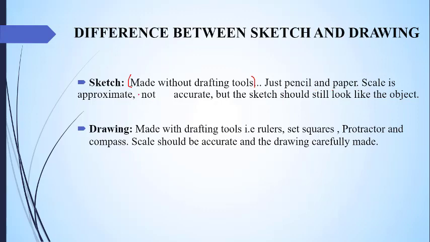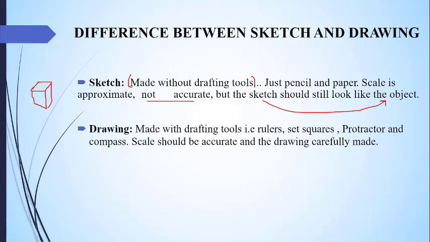Scale is approximate, not accurate. Scale is just taken as approximate, but the sketch should still look like the object. For example, if you want to construct a building, it must look like a building. However, the other dimensions can be approximate, that is, the scale can be approximate, not accurate.